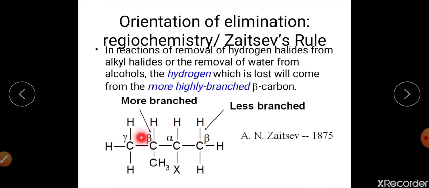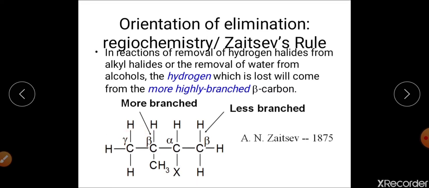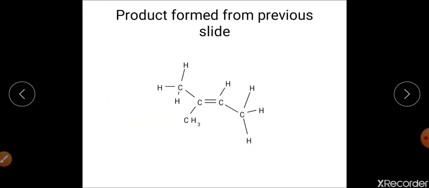So this beta hydrogen will be eliminated, because after elimination of this beta hydrogen and this halogen, you will get an alkene, and that alkene will be more substituted. And when we talk about the more substituted alkene, we must consider the hyperconjugation effect in that alkene, because hyperconjugation is a stabilizing factor for that particular alkene.